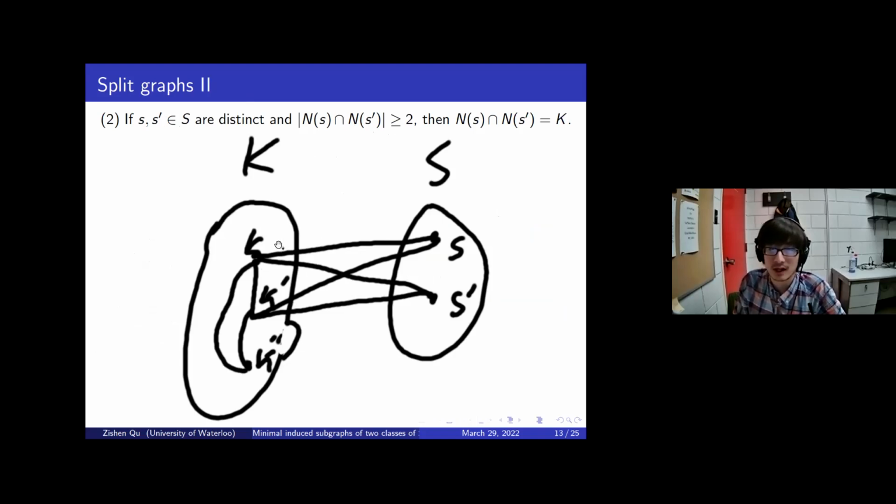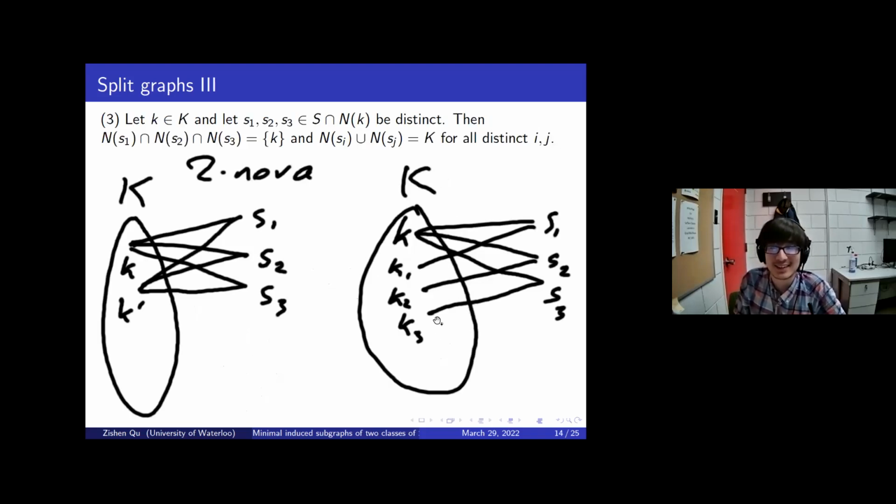Well, suppose not, like their common neighborhood is K prime here, and you have a K double prime that is not part of their common neighborhood. So this is basically a 2-nova. There is actually another case, but this looks fine. So claim 3: let K be in the clique and you pick 3 vertices in the neighborhood intersected with the stable set, and they're going to be distinct.